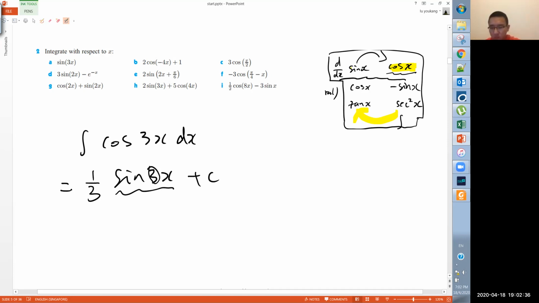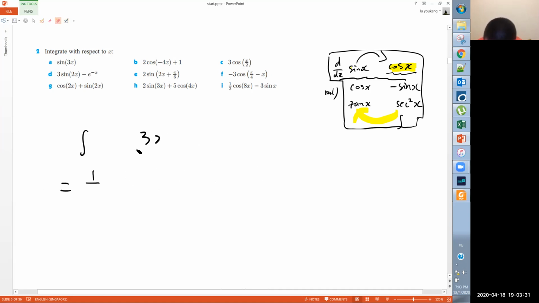Okay. So similarly, you should do the same thing for sine 2x. Once you are done, send it over. I will just demo the question 2i.